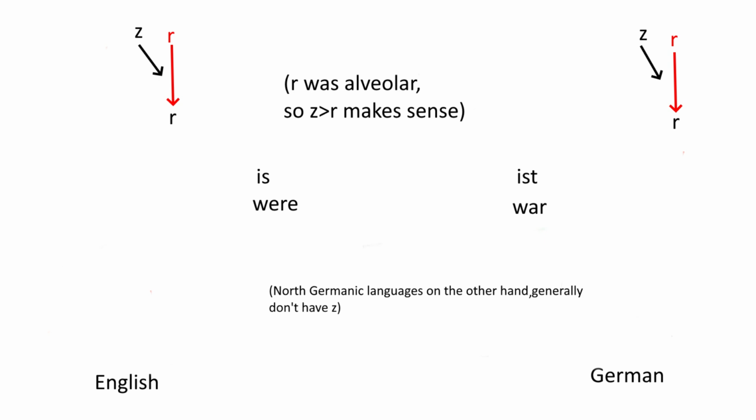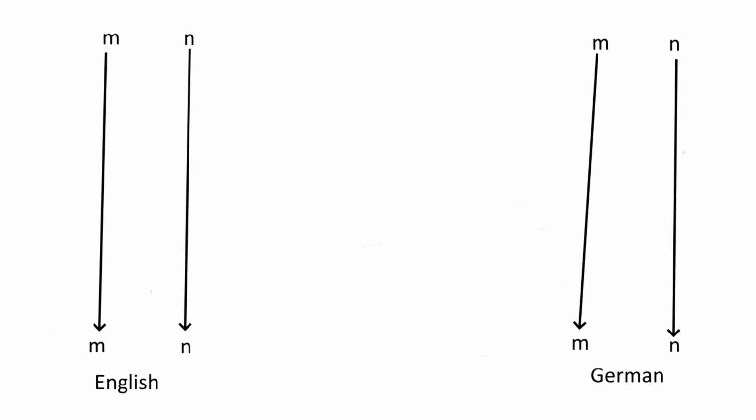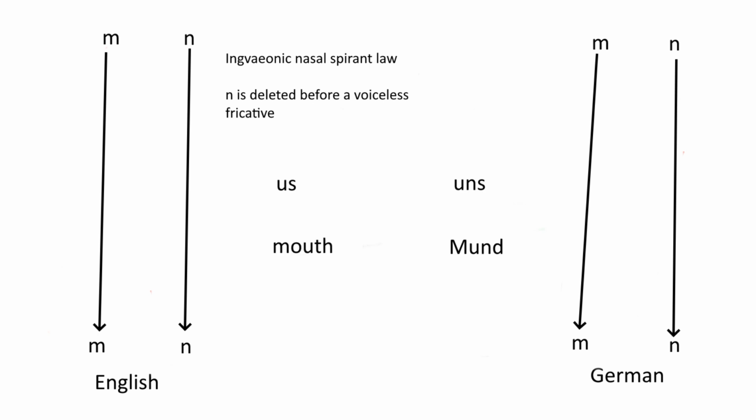Onto the sonorants. Proto-Germanic m and n essentially stayed the same in English and German. Early on, before Old English, Ingvaeonic West Germanic varieties deleted n before a voiceless fricative. This is called the Ingvaeonic nasal spirant law, so compare us and uns, or mouth and Mund. Relatively recently, English also reduced kn and gn into n, still spelled with a k and g, so compare knee and Knie.